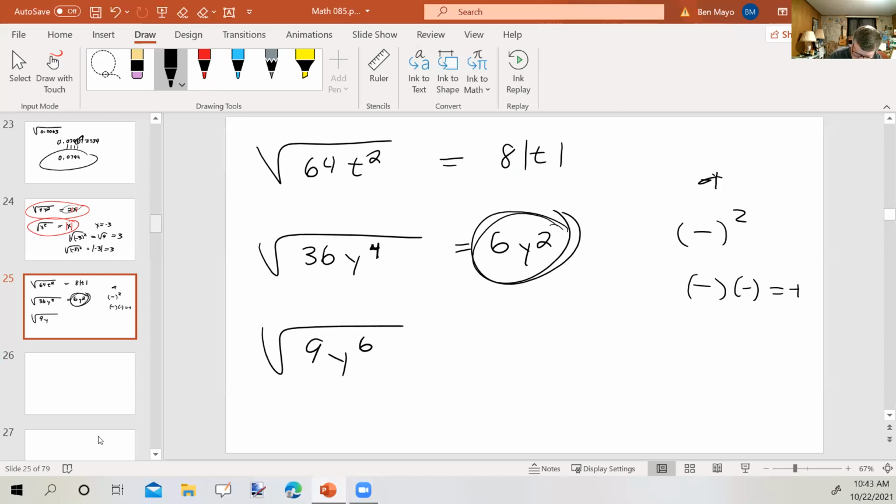Let's see, the square root of 9y to the 6th power. Well, the square root of 9 is 3, and the square root of y to the 6th power is y cubed. But again, the directions say that the variable is unrestricted. Well, in this case, if y is negative, a negative cubed is still a negative. So I need absolute value bars there.